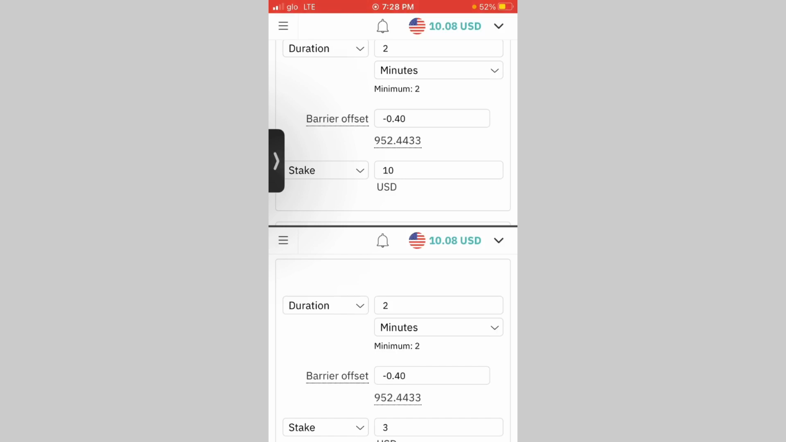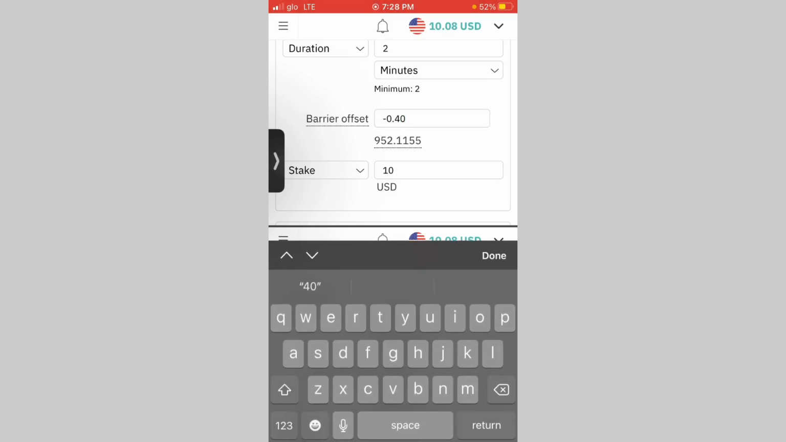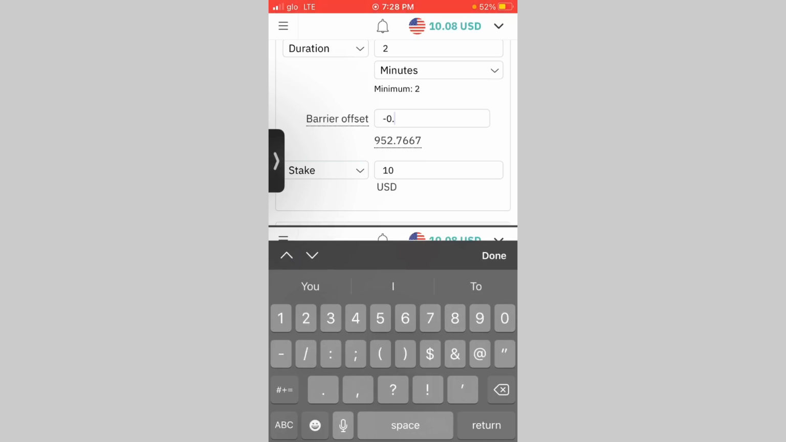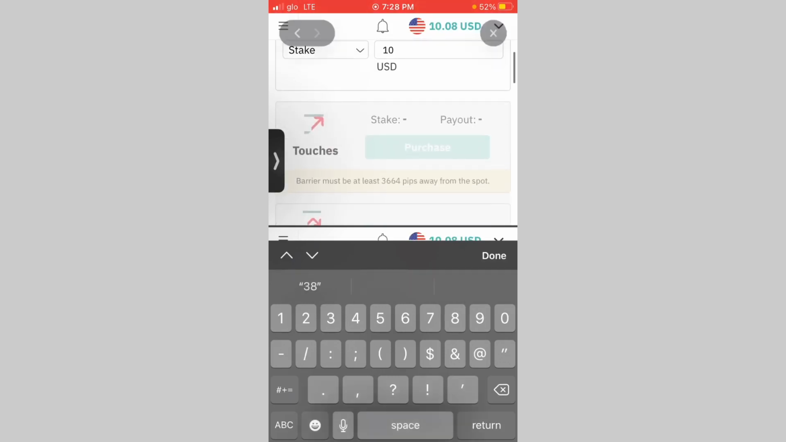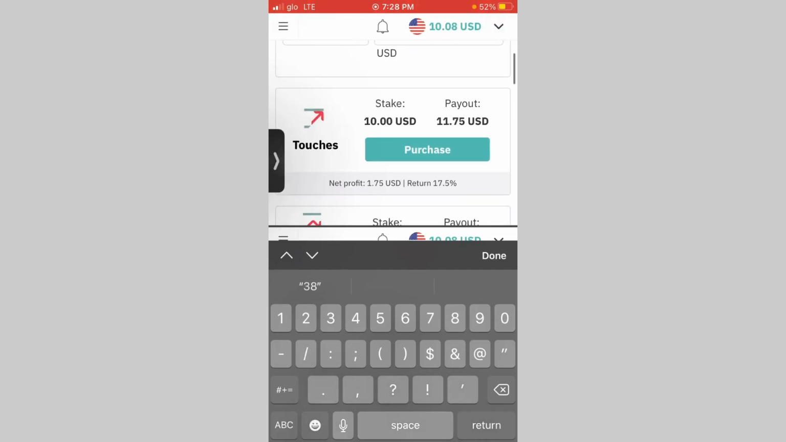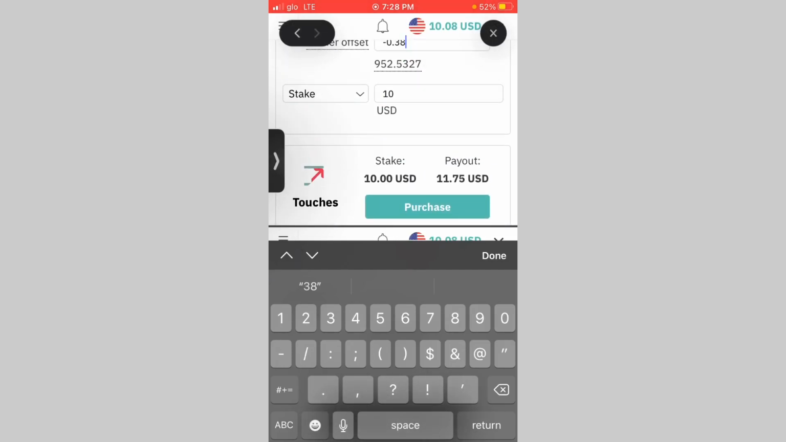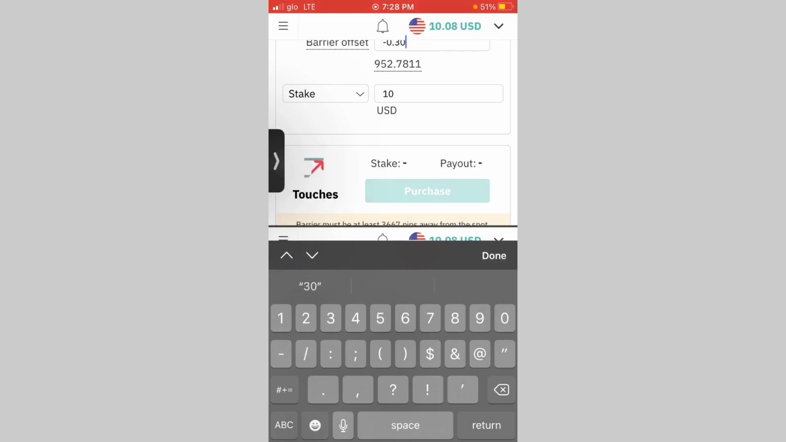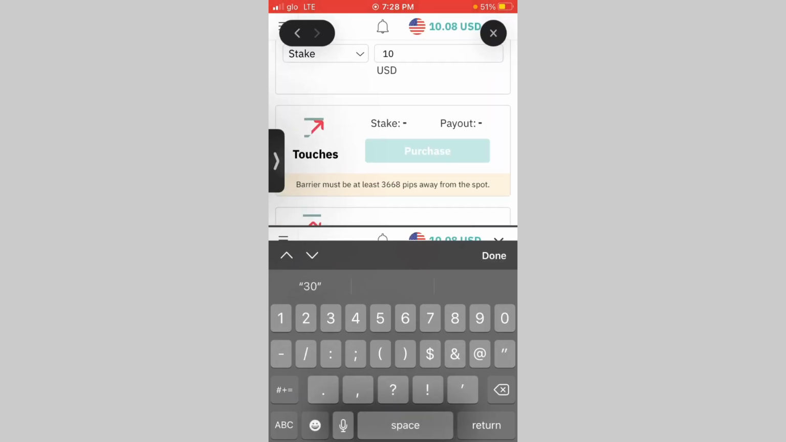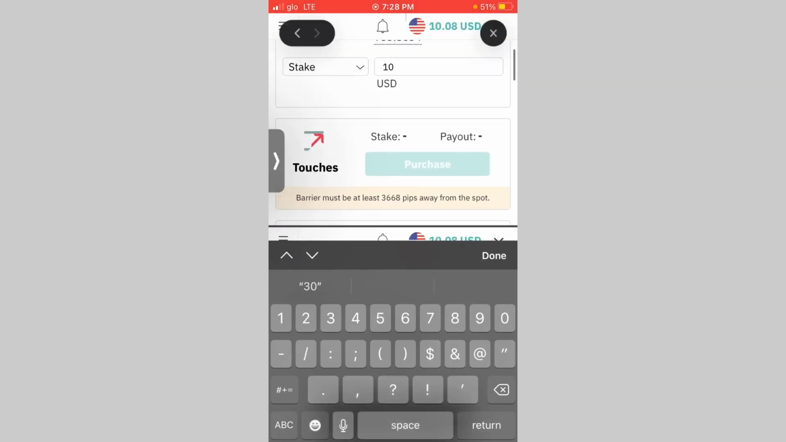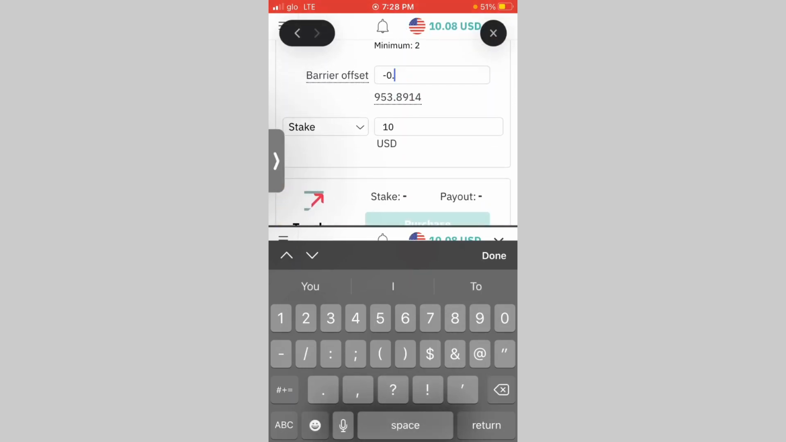If price changes, that means the barrier offset has to change. So what you need to do is increase the numbers. In the future, if the barrier offset you put doesn't work, all you need to do is add up the number at the back. Let's say that before I was using 0.38, and you see that once I put 0.38, right now it's working, but when I put 0.30, it tells you that the barrier must be at least 3668 pips away from the point. What this means is that your barrier offset always changes. So for now I'm putting 0.40 as my barrier offset.